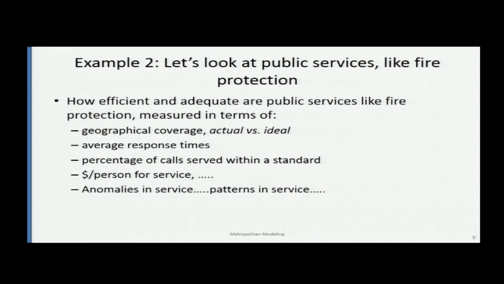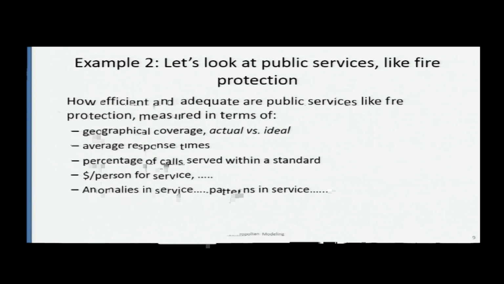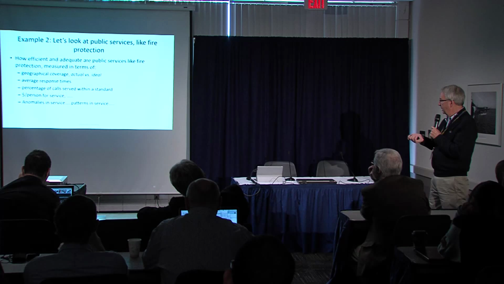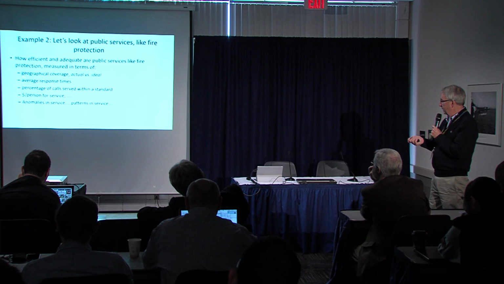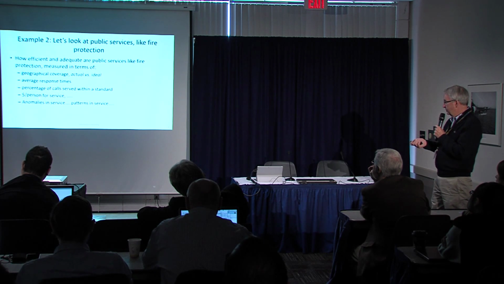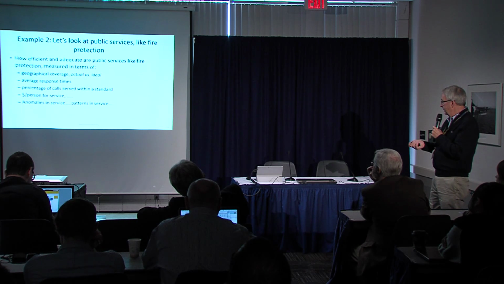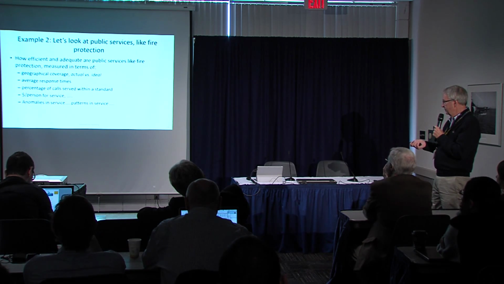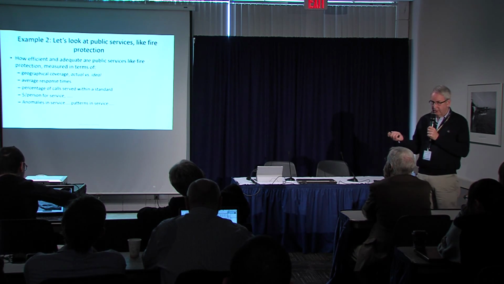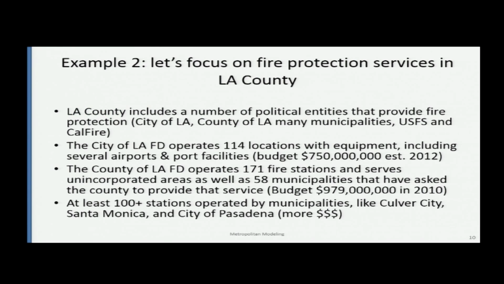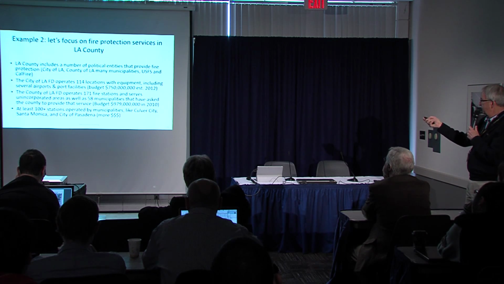Okay, so this second example is looking at public services like fire protection and how efficient and adequate they are. There are lots of ways we can model them: whether coverage is good in terms of average response time, percentage of calls served within a standard, dollars per person for the service per year, and even perhaps anomalies and patterns in service. I think you'll see a little of what I'm getting at here. I'm more of a serviceman than someone looking at the individual micro behavior of traffic and travel demand. So let's focus on fire protection services.